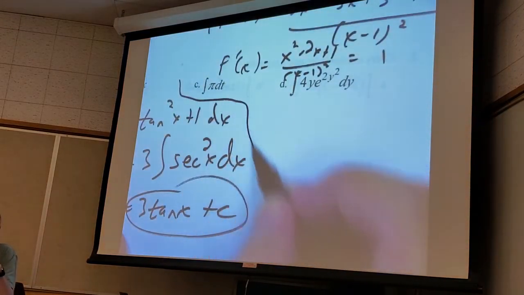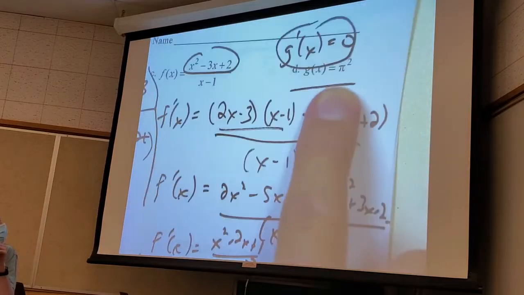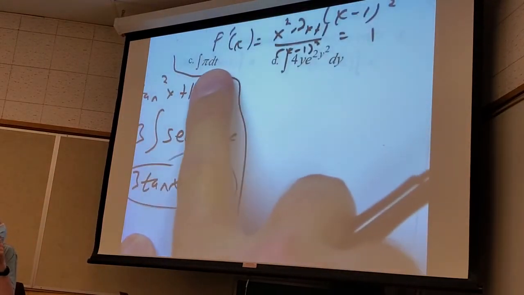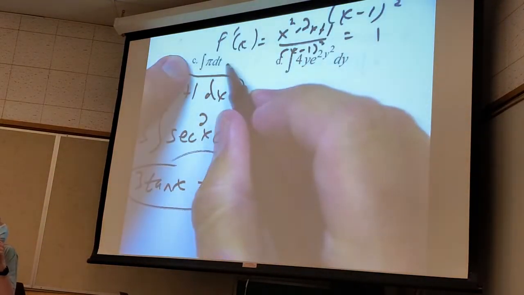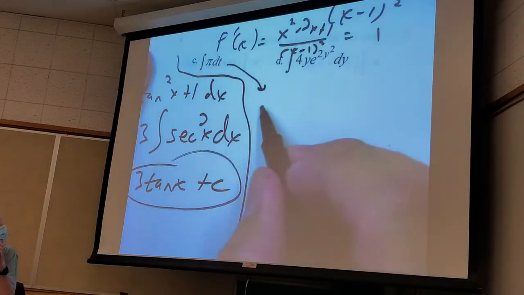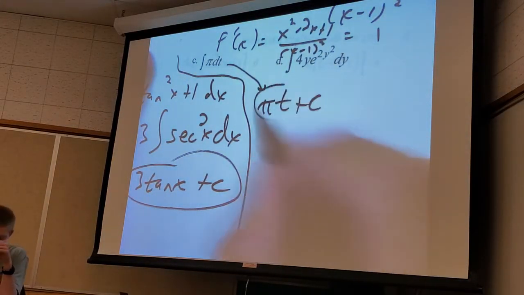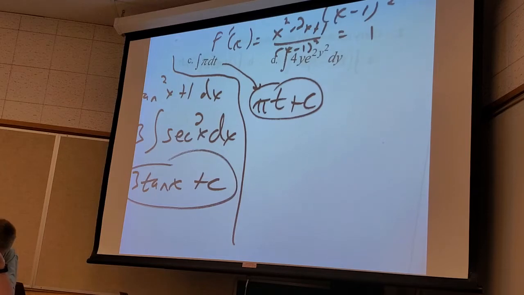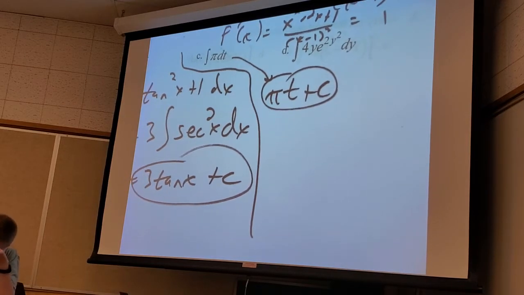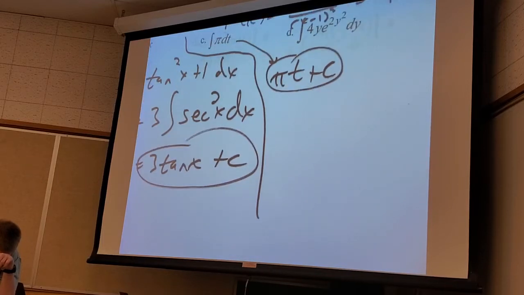C is a lot like D up here, right? Integral of a constant dt is just what? Pi t plus c. All right. I'm going to get a clean sheet of paper for part D. Is that cool, you guys? Pi t plus c, with respect to t. Integral of any constant, you just add a t on there. I like it.